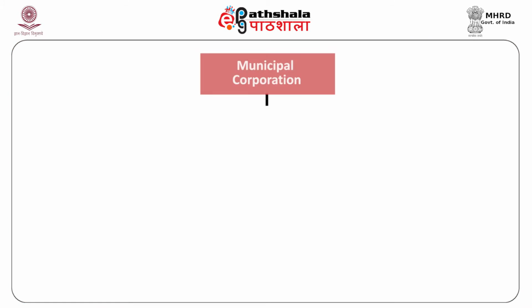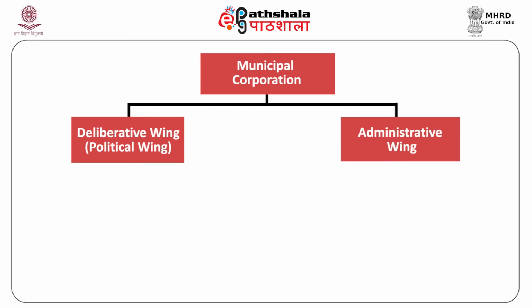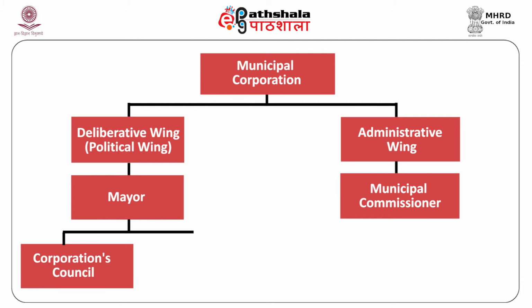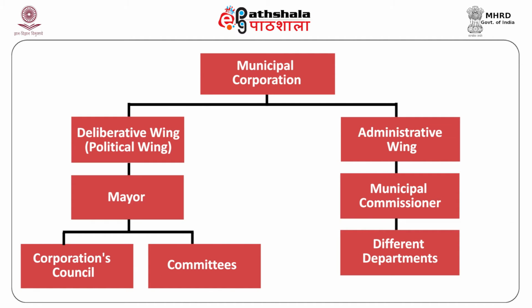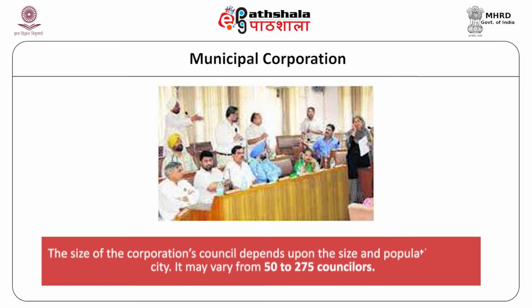Composition and structure. The structure of municipal corporation. The municipal corporation has a deliberative wing and an executive wing. The deliberative wing is headed by a mayor and the executive wing is headed by a municipal commissioner. The deliberative wing includes the corporation's council and the committees formed by the corporation to carry out various activities of the municipal corporation.